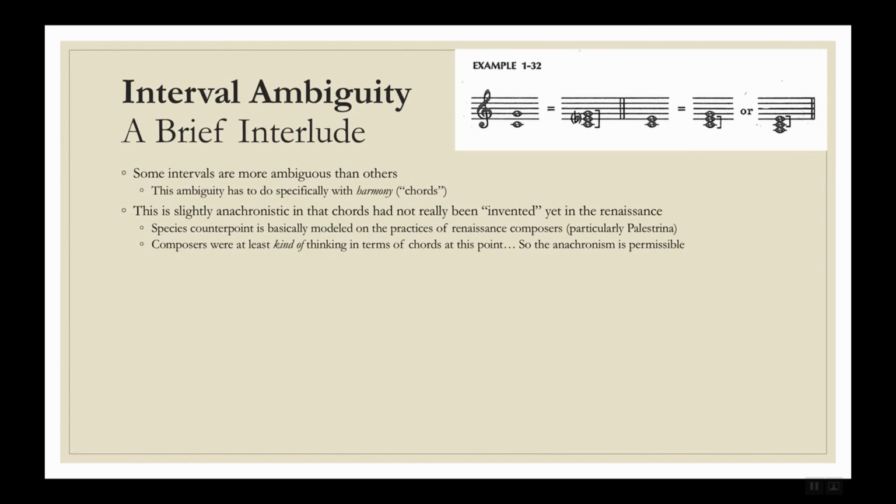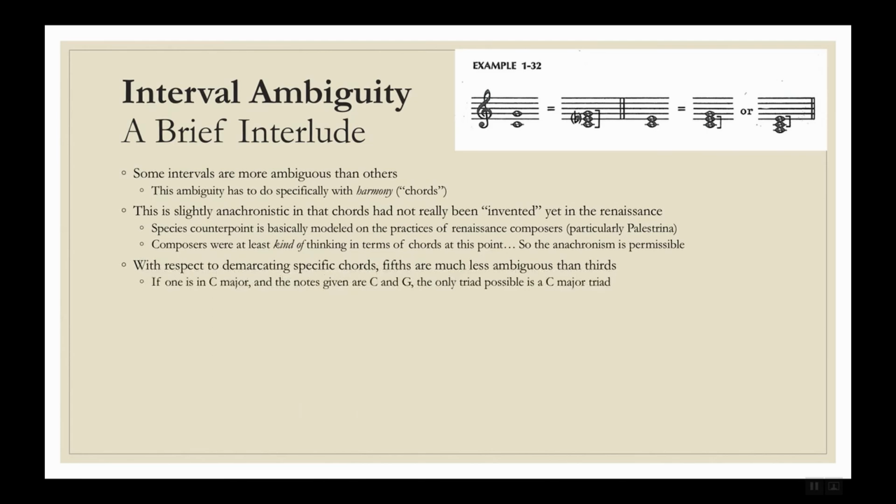So it makes sense for us to be thinking about specifically the Renaissance when we're talking about this. I know that I'm going back and forth between what happens in the 1300s, the 14th century, and the Renaissance, which is more 15th, 16th. But the 14th century is just the beginning of this stuff. What we're talking about is all 14th, 15th, 16th century. So Renaissance and whatever came just before it, Ars Nova period. Composers were at least kind of thinking in terms of chords at this point when they're composing like Palestrina, so it's at least permissible.